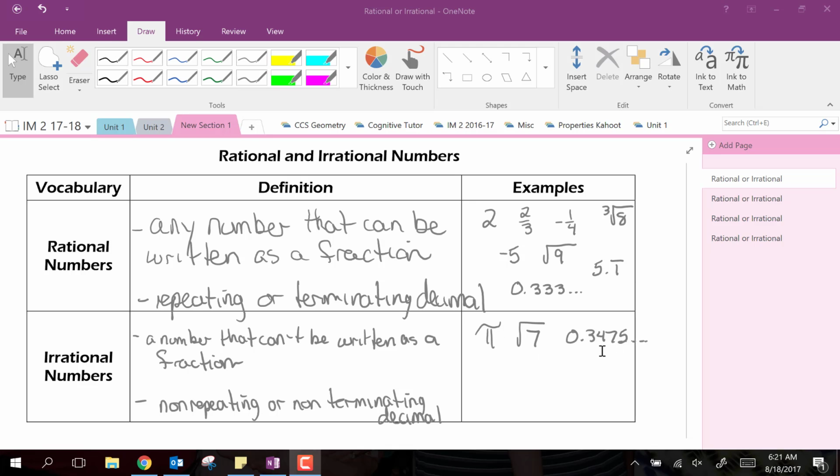We have 3.1415... It doesn't repeat, it just keeps going. And then square roots of non-perfect squares. We can't take the square root of 7 and get a whole number. So this is the key. These are the different ones. So if you see a square root of a number you can't take the square root of, it is irrational.